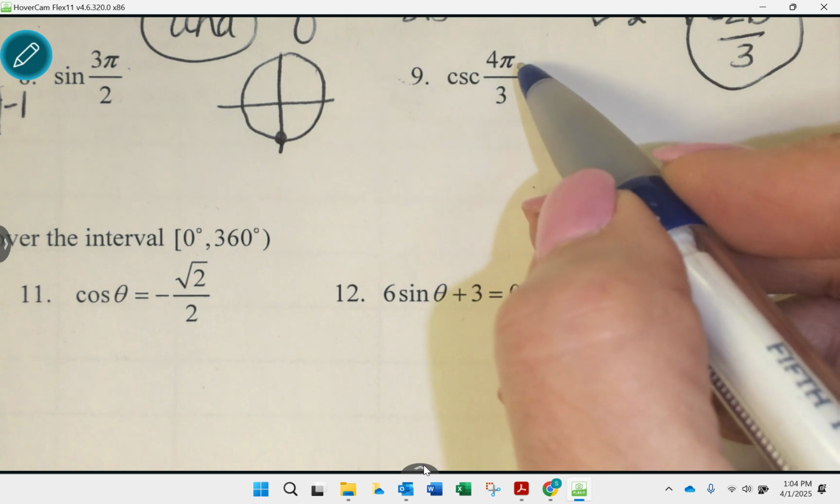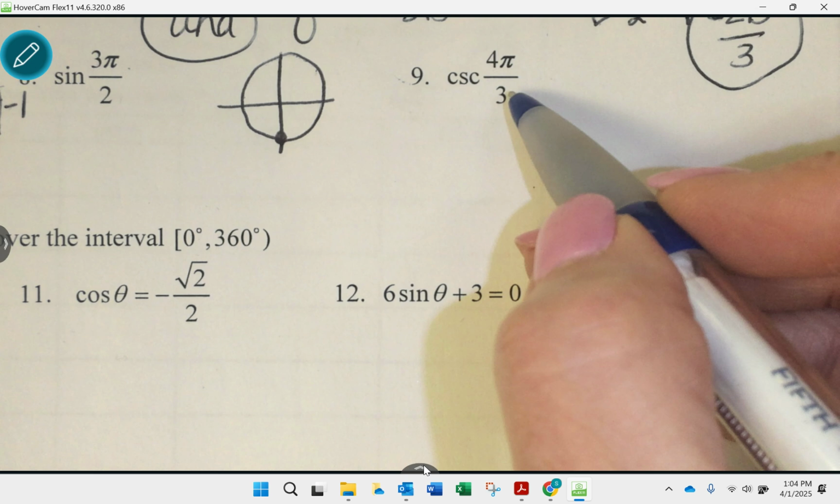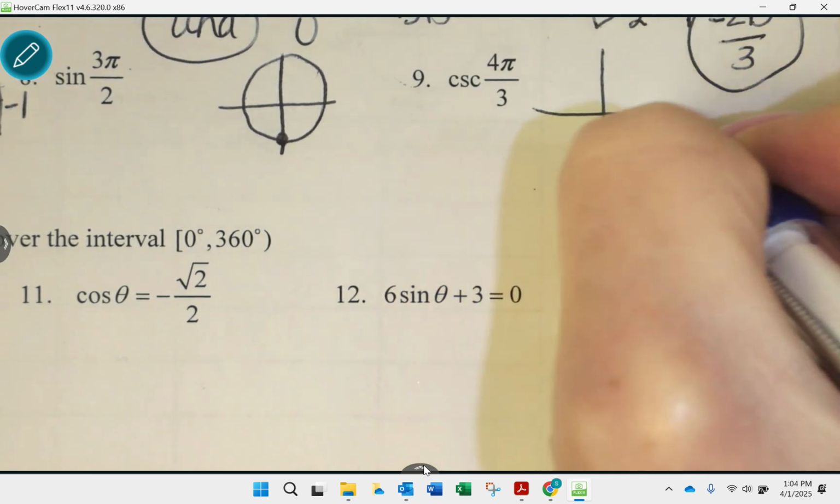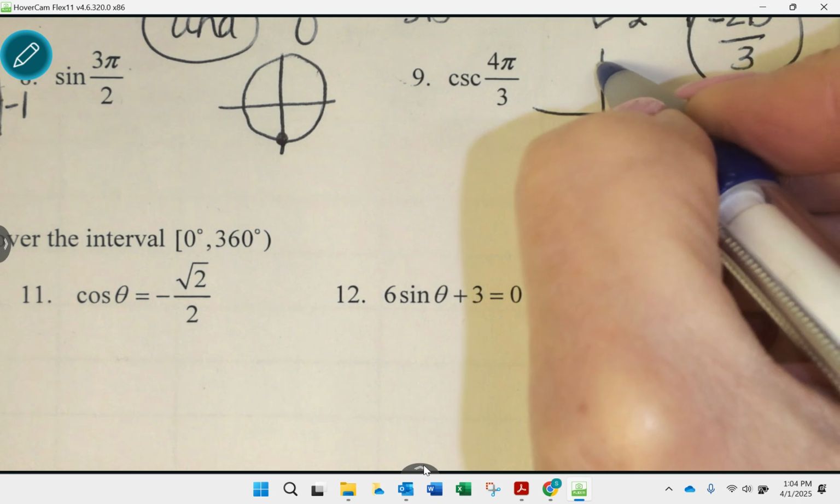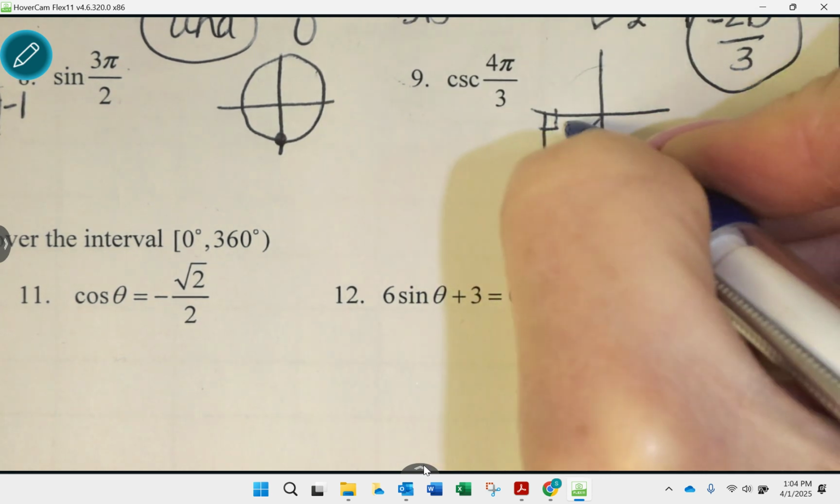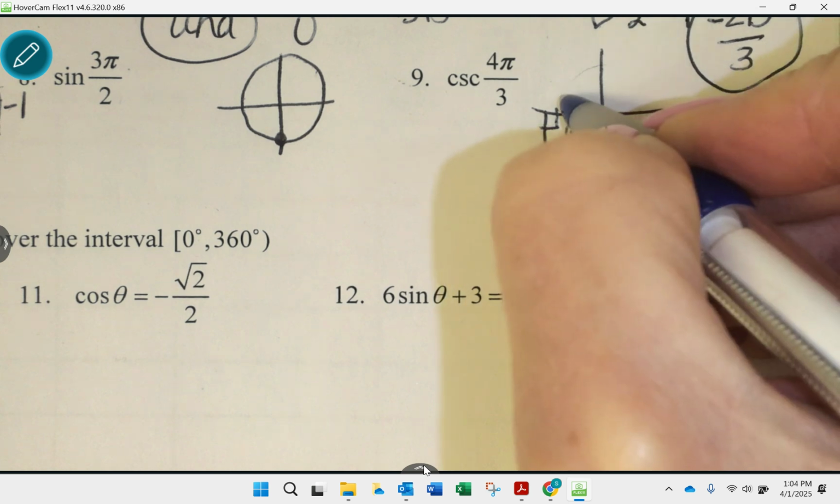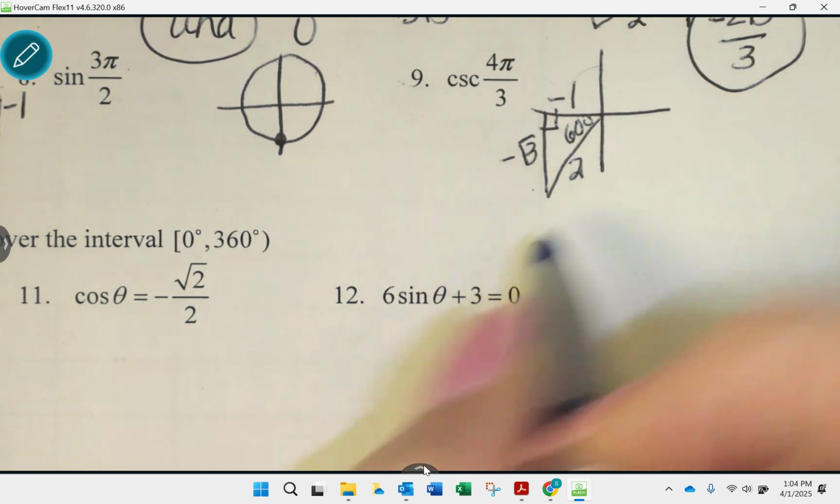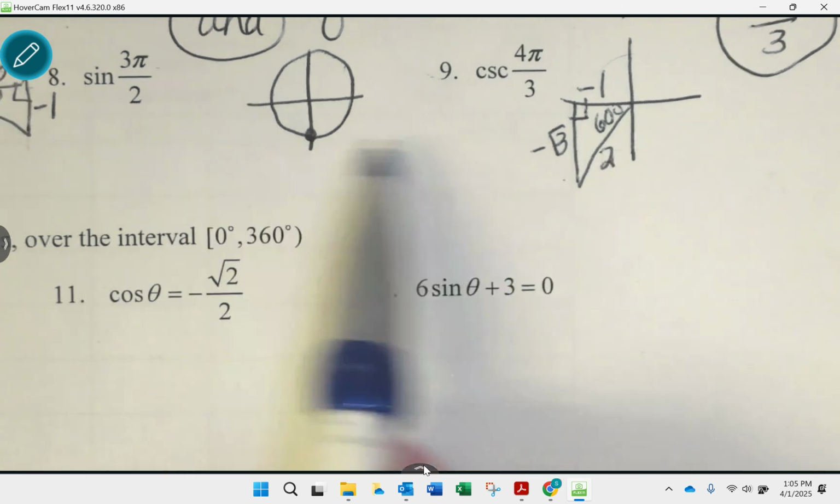What's pi? 180 divided by 3 is, times 4 is 240. Which quadrant? Third. What's the reference? 60. So we're going to have a -1, a negative radical 3, and a 2. See if you can figure both of those out.